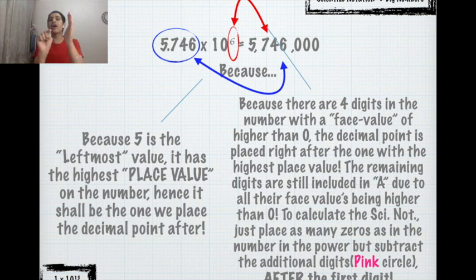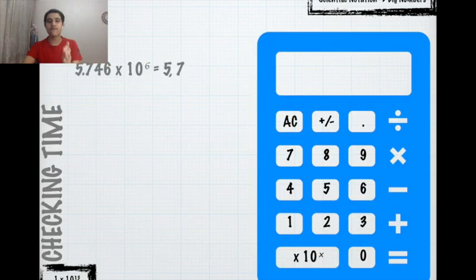So now we have 5,746. Now we're gonna place the rest of the zeros as discussed before. So 1, 2, 3 again. That's 6 to the power 6. That would give us the answer 5,746,000. Now let's check it.